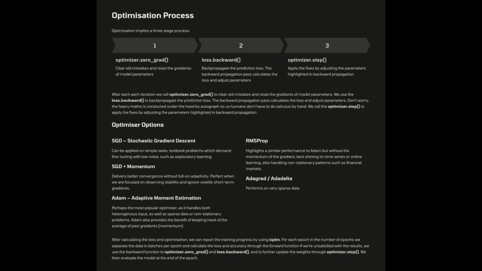After calculating the loss and optimization, we can report the training progress by using tqdm. For each epoch and the number of epochs, we separate the data in batches per epoch and calculate the loss and accuracy through the forward function. If we're unsatisfied with the results, we use the backward function to optimizer.zero_grad and loss.backward, and to further update the weights through optimizer.step. We then evaluate the model at the end of the epoch.